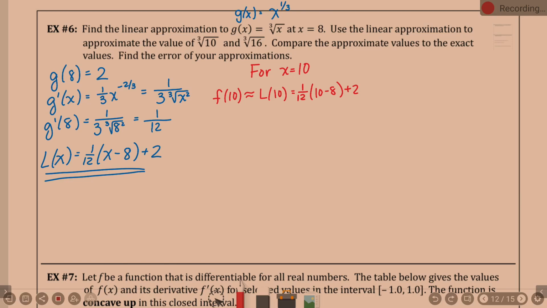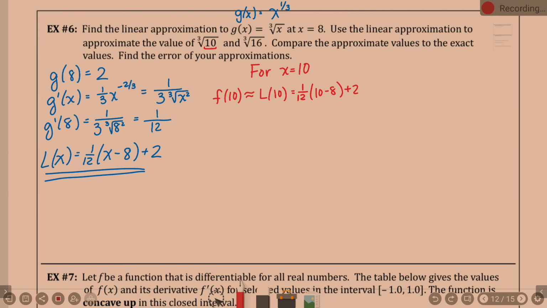Yeah, but don't you plug in the cube root of 10 instead of 10? What? Why aren't you plugging in the cube root of 10 there instead of 10? Because the cube root is the general function. The cube root is a function. We're trying to approximate it at this value here.